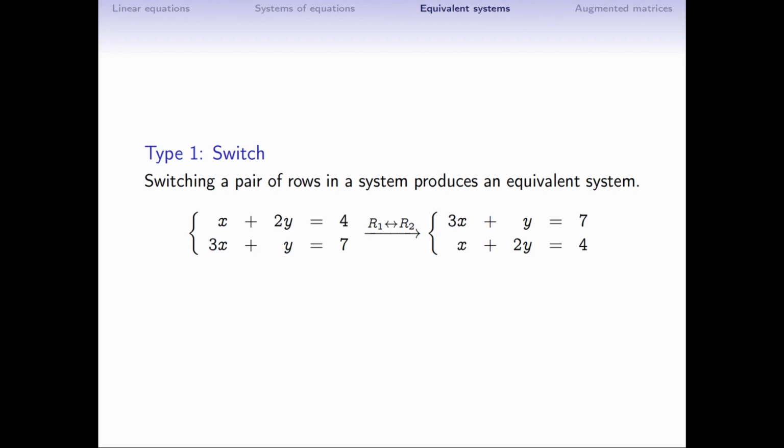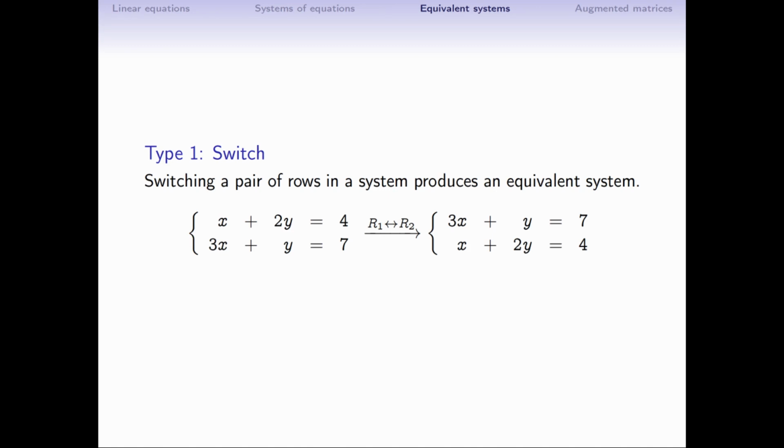So switching a pair of rows in a system always produces an equivalent system. For the example I've worked out here, I've got x plus 2y equals 4 and 3x plus y equals 7. That's my system here on the left. Now what I'm going to do is switch the rows. I'm going to replace row 1 by row 2 and row 2 by row 1. I'm going to notate that this way. And so my new system is going to read 3x plus y equals 7 and x plus 2y equals 4.